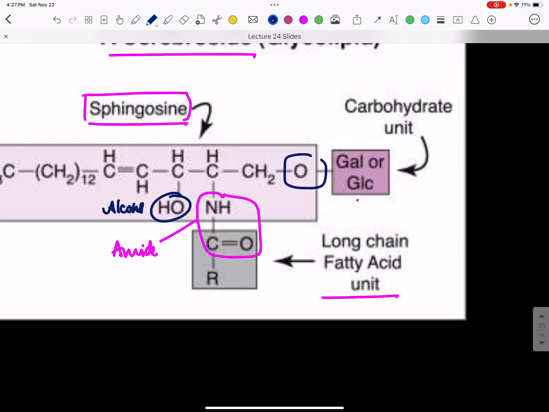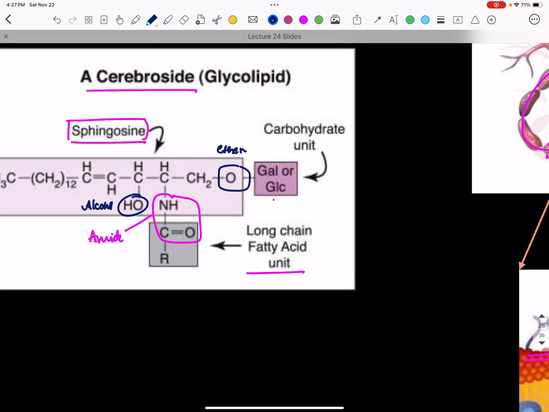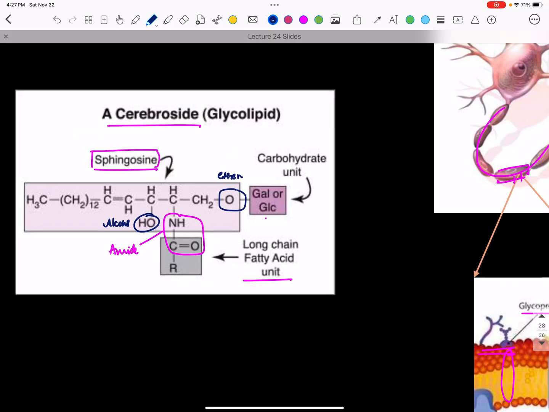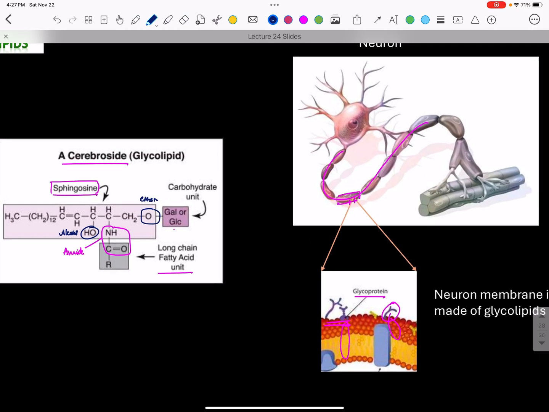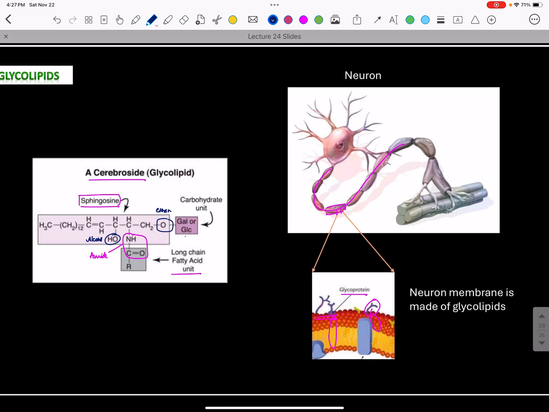So this is what I would like you to do. Whenever you see these structures, it's a good habit to identify these functional groups so that you get more comfortable and confident on the exam also, when such questions are asked as part of a multiple choice question type.